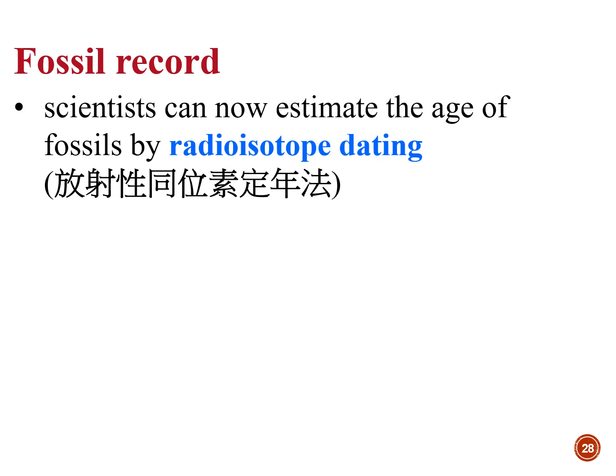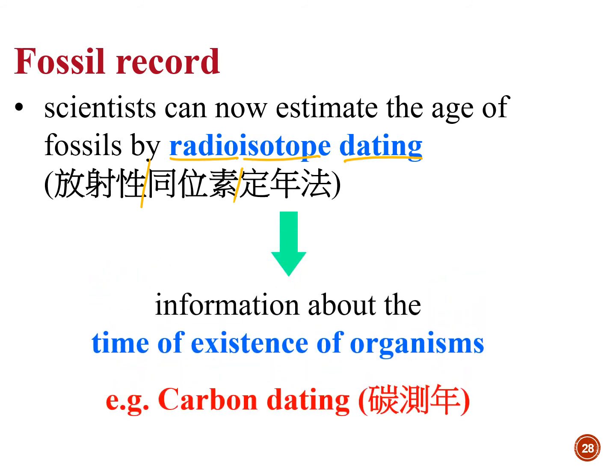Imagine you are an archaeologist, 考古學家. Now you are asked to estimate the age of a fossil. What can you do? You have to use the technique called radioisotope dating. In Chinese, 放射性同位素定年法. This method helps to get information about the time of existence of the fossils of the organisms. One of the very commonly used radioisotope dating methods is called carbon dating, 碳測年.